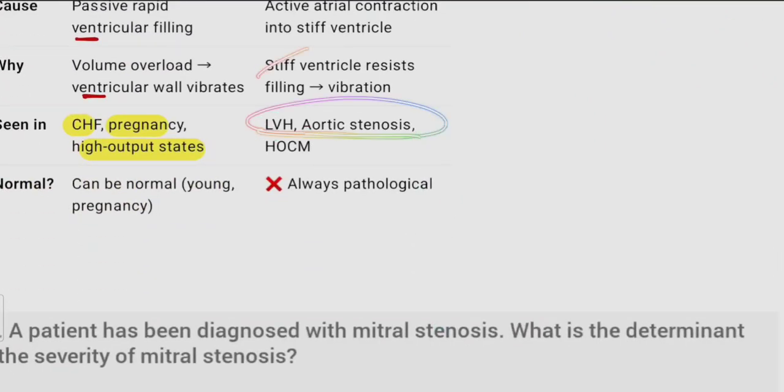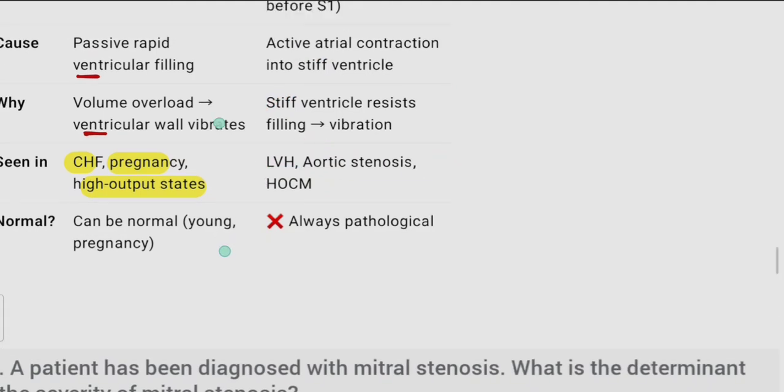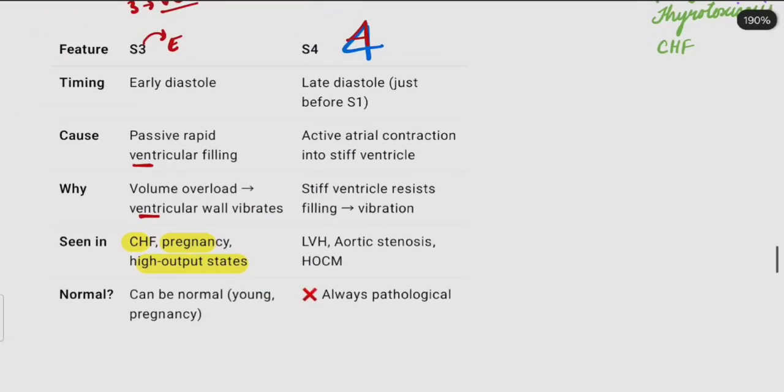This is seen in aortic stenosis, HOCM, LVH. So this is always and always pathological. The ventricle is stiff here. In hypertrophic cardiomyopathy, the ventricle will be stiff when it is LVH, left ventricular hypertrophy, and also when it is stenosed, in aortic stenosis, it will be stiff. So remember, this is always pathological.